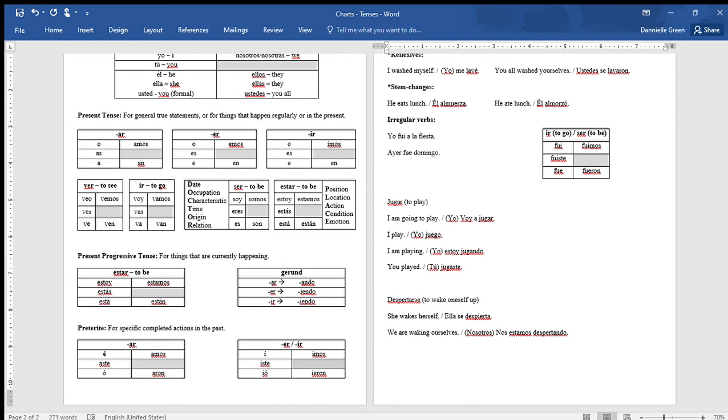Then let's say I woke myself up. Again, the yo is optional. We have to have our reflexive pronoun though. We do not have to worry about a stem changing verb. And then we put in our preterite ending. And finally, let's look at a version here with an infinitive. So let's say I have to wake myself up.